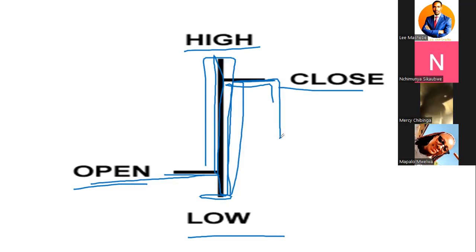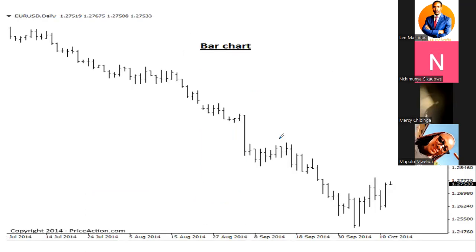So this is how a bar chart looks like. The advantage of a bar chart is that it gives you at least some more information compared with the line chart. Now, in a bigger picture, this is how a bar chart looks like.